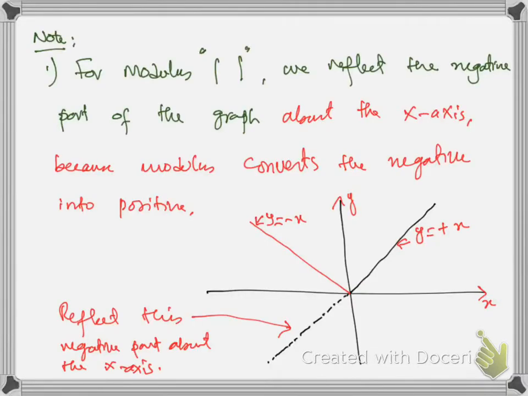So here are some important points regarding the modulus and sketch. For modulus, we reflect the negative part of the graph about the x-axis. This is very important because modulus converts the negative into positive. Here, this is the negative part. So for modulus, we just need to reflect this part about the x-axis, and this is the resultant part, the part after the reflection.